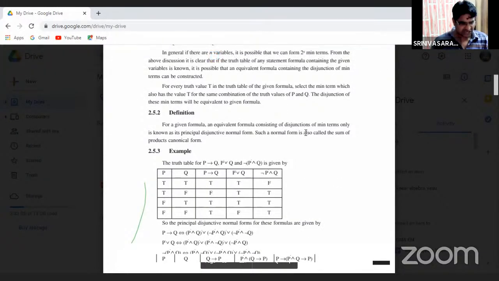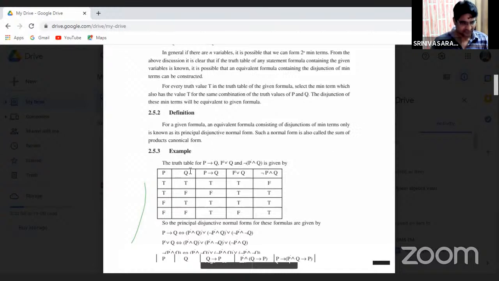An equivalent formula consisting of a disjunction of minterms only is known as the principal disjunctive normal form. Such a normal form is also called the sum of products canonical form. When saying disjunctive, you should say product; when saying conjunctive, you should say sum. So this expression is called the principal disjunctive normal form through the minterms. Sometimes that is also called the sum of products canonical form. Both are the same: principal disjunctive normal form or sum of products canonical form.